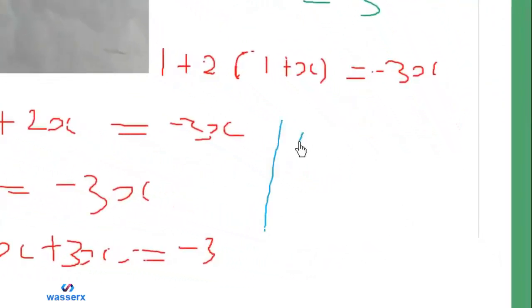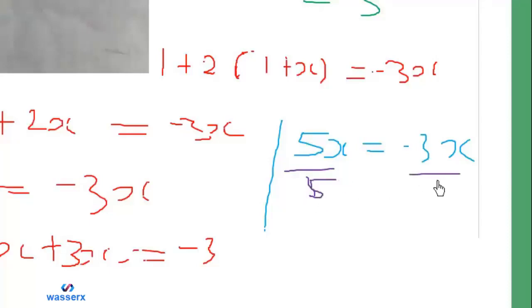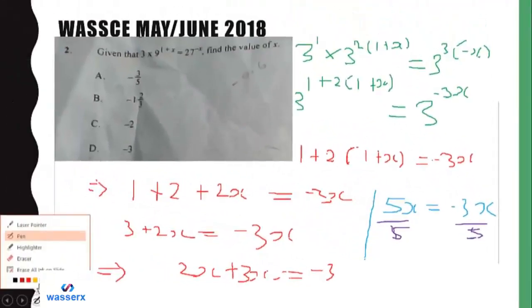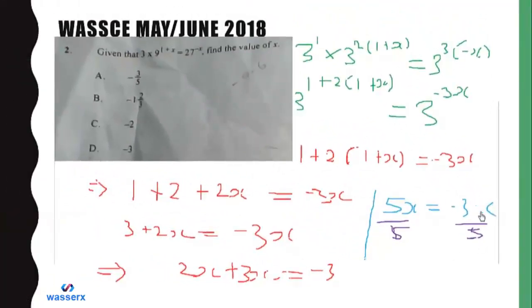So we simplify, we have 5x is equal to negative 3x. So we divide both sides by 5. Now this is negative 3. So if that happens, this cancels this, then we are left with x is equal to negative 3 over 5. So the correct answer is A.